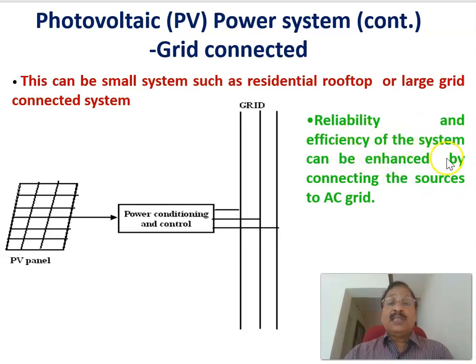Reliability and the efficiency of the system can be enhanced by connecting the sources to the AC grid. Therefore, we are connecting the DC source, that is the power, into the grid by converting that into AC, and that's connected to the grid. This basically is a grid connected PV system, a solar panel.